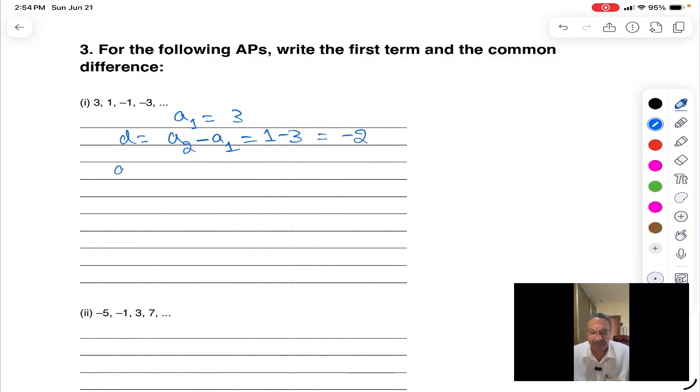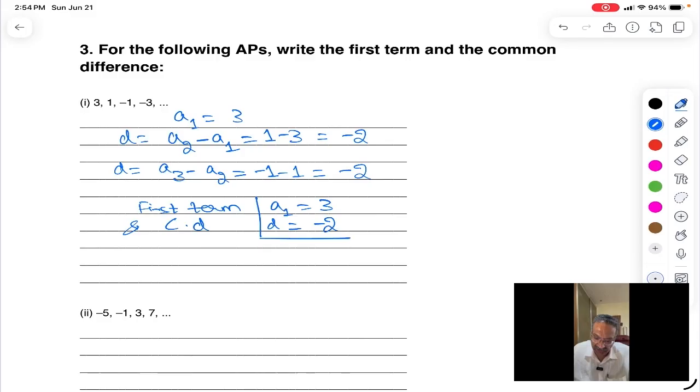We will also have to check with another term. So, let us take d is equal to a3 minus a2, which is equal to minus 1 minus of minus 1, which happens to be minus 2. So, the answer is the first term a1 is equal to 3 and common difference d is equal to minus 2.